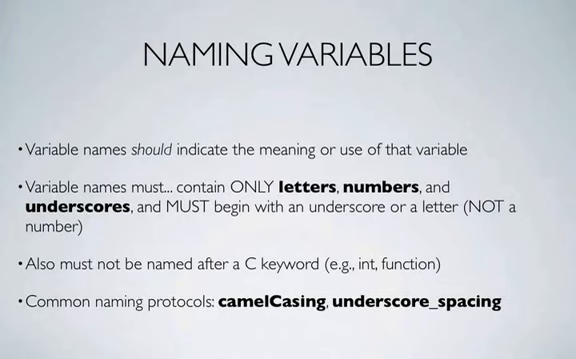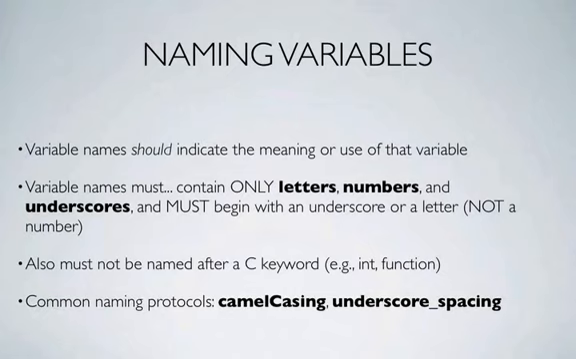So here are some rules on how you can name variables. Variable names must contain only letters, numbers, and underscores, and must begin with an underscore or a letter. So a variable name cannot begin with a number. Likewise, variable names cannot consist of, for example, a dollar sign, a modulo, an ampersand, or an asterisk. They can only contain letters, numbers, and underscores. Also, variable names cannot be plainly a C keyword. Some examples of C keywords are int, like the data type int. So you can't declare a variable using the name int. That will return a compiler error.